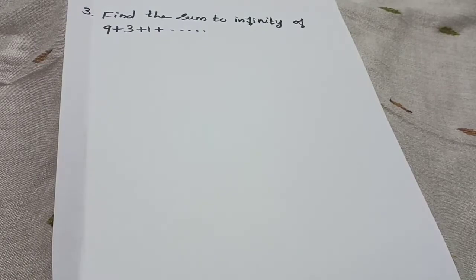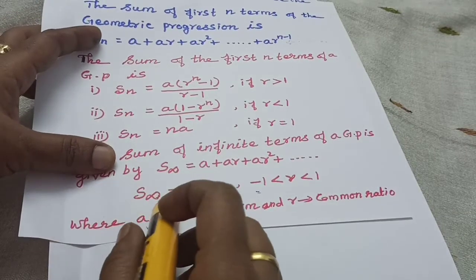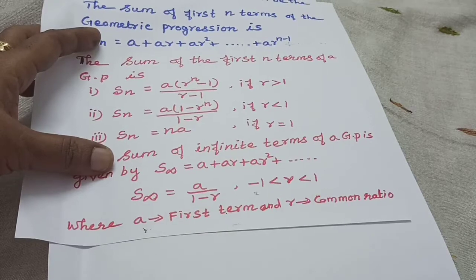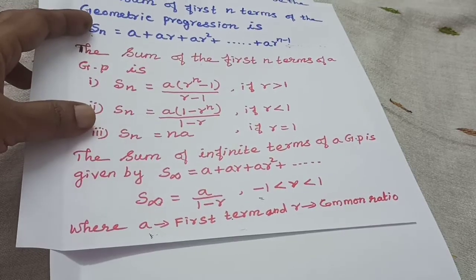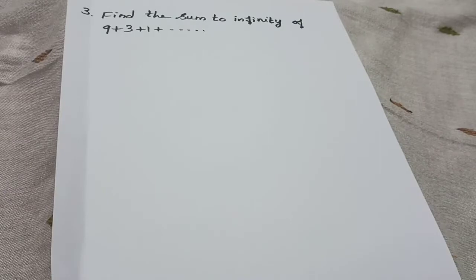The third question is find the sum to infinity of 9 plus 3 plus 1 plus etc. That means infinite terms. Infinite terms means what's the formula? We already learned that the sum to infinity is equal to a divided by 1 minus r. So we have to use that formula here.